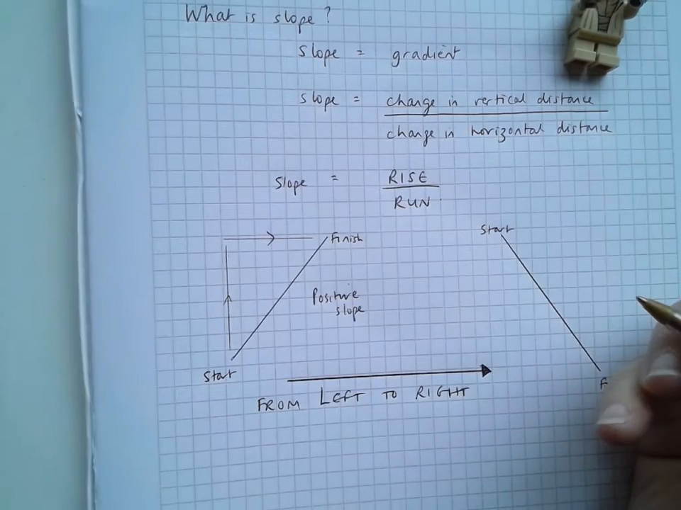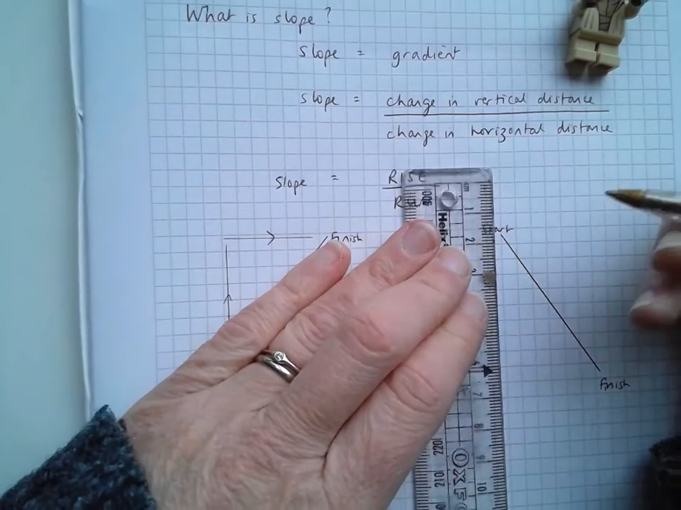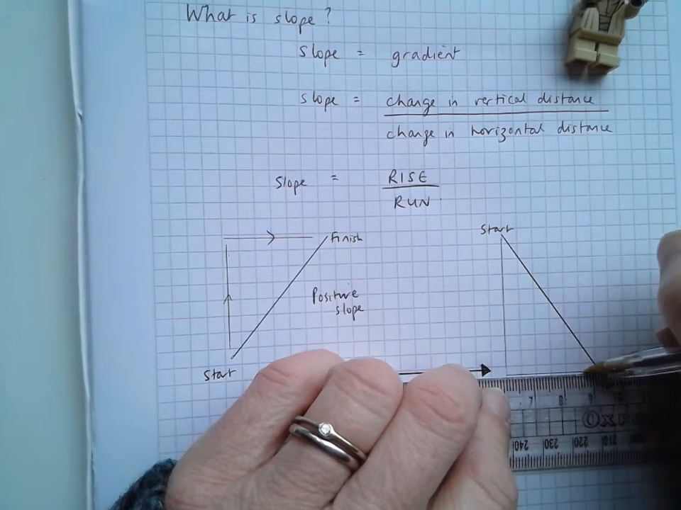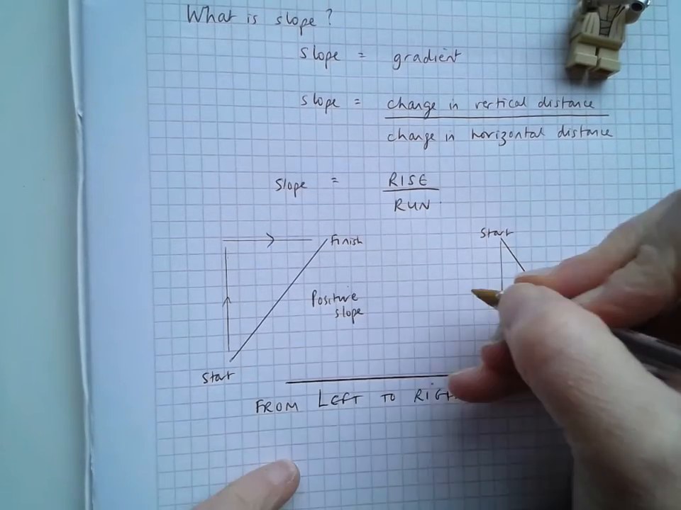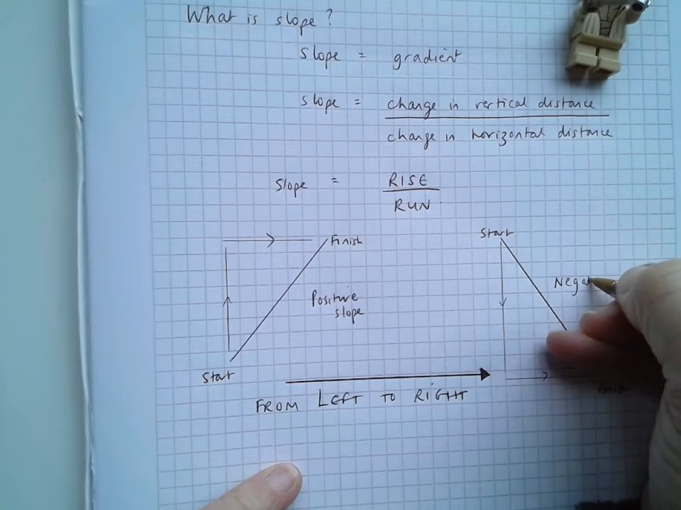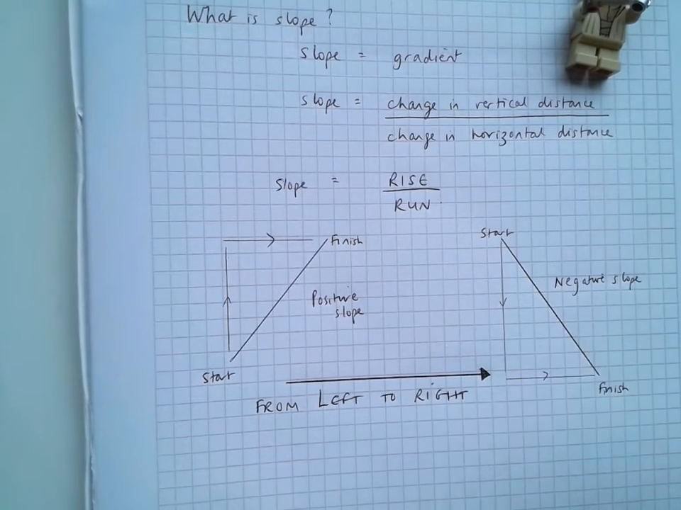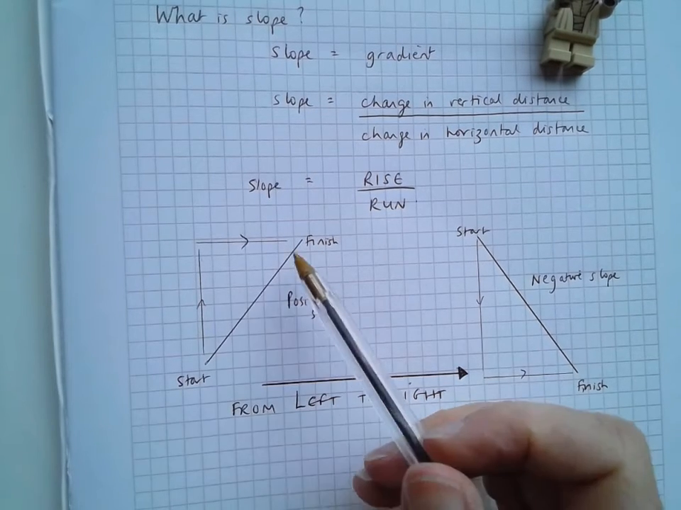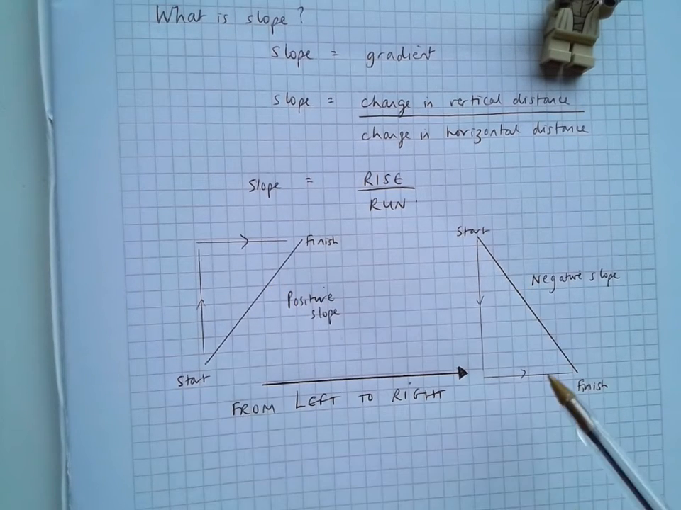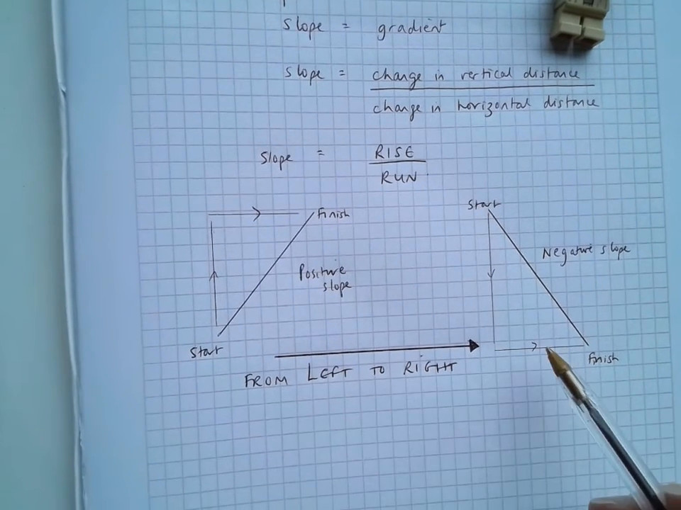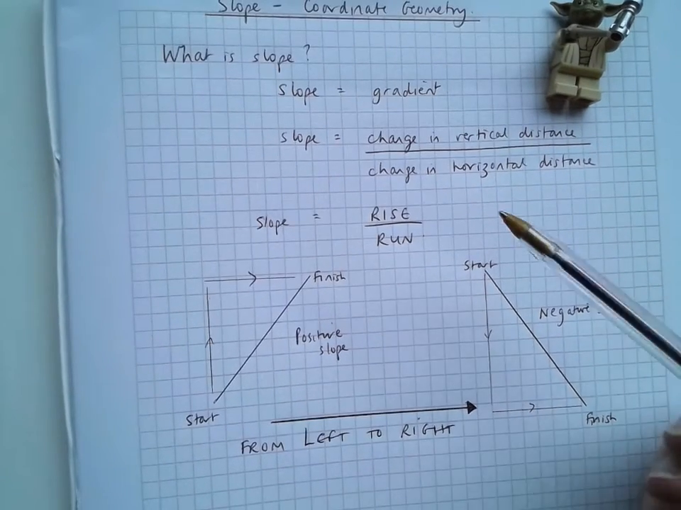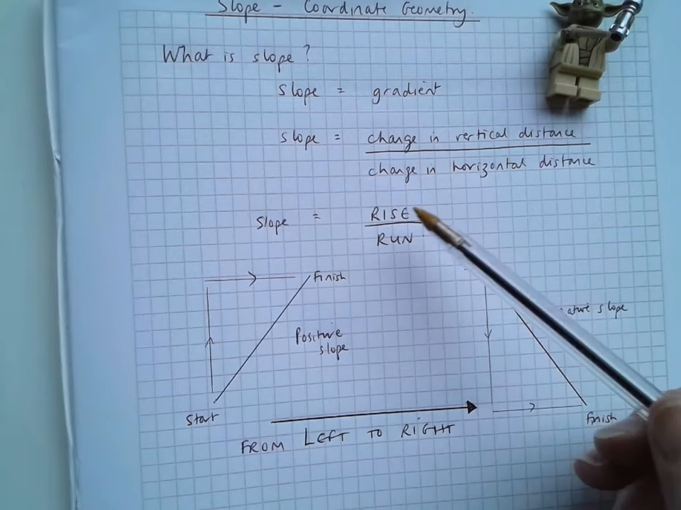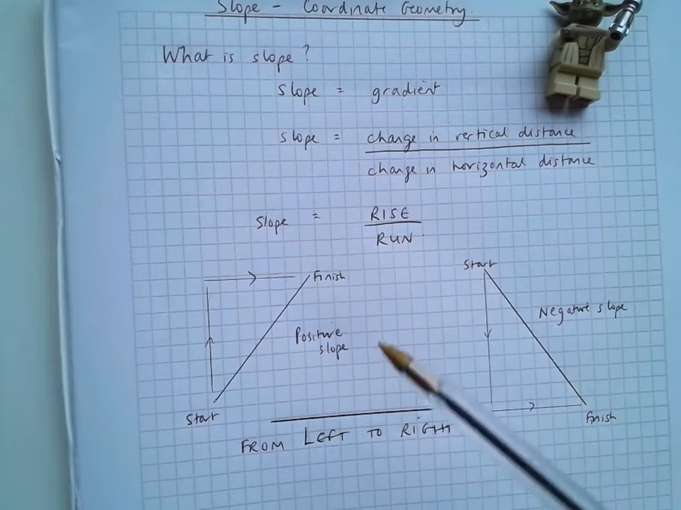If you notice here, what we're doing is we're going down and we're going along. So we're going down and along, and that's what's called a negative slope. Always reading from left to right. So a positive slope is one that goes uphill, and a negative slope is one that goes downhill. Always reading from left to right. So what are our key ideas again? Our key ideas are change in vertical distance over change in horizontal distance. Slope is also known as rise over run, and we always read from left to right.